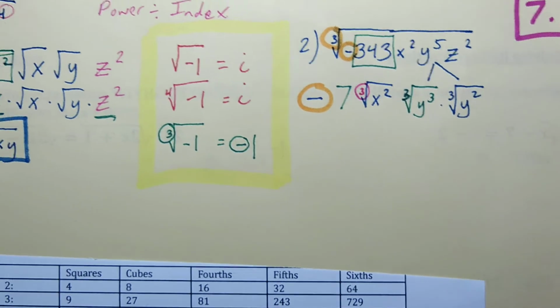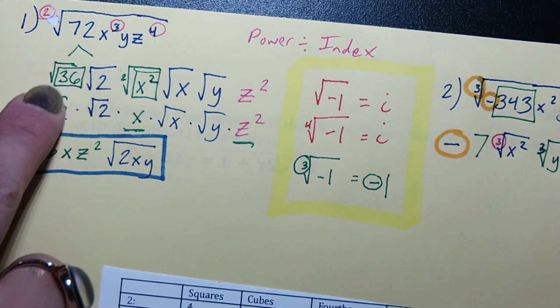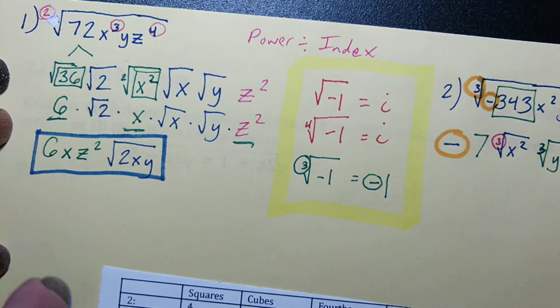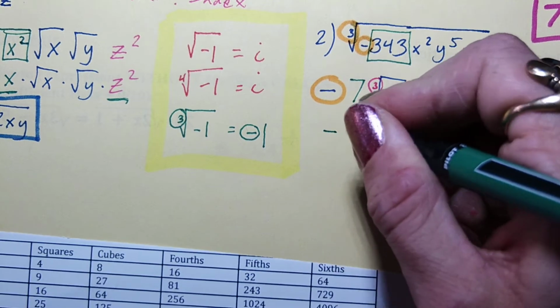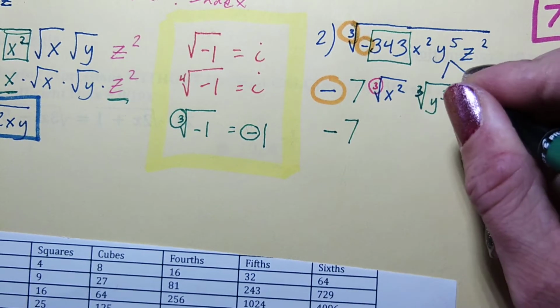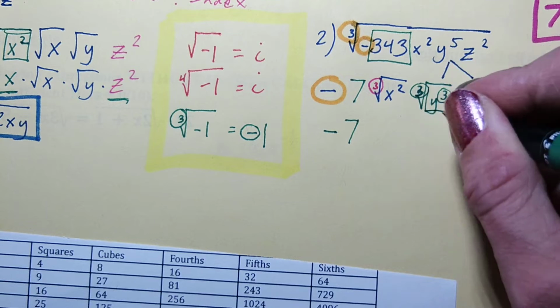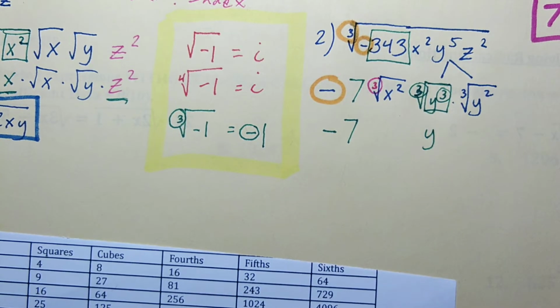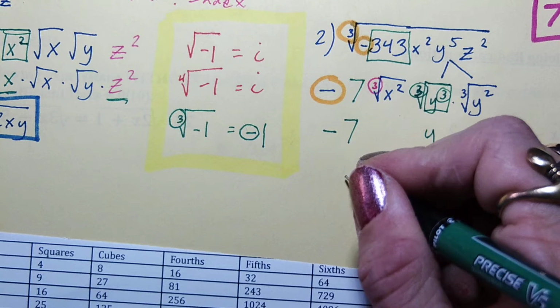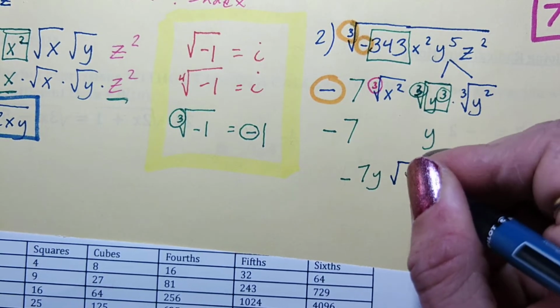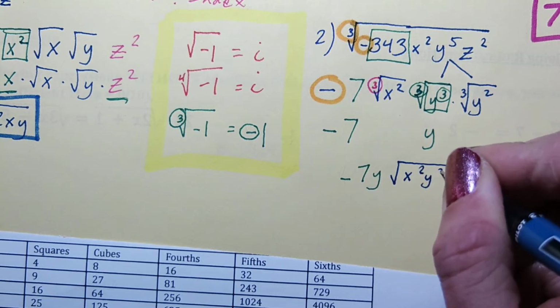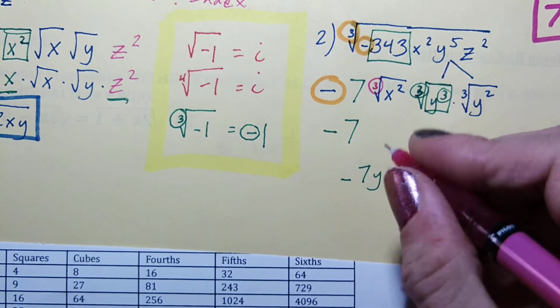It's no different than breaking apart this into something perfect and whatever is left over. It's just here we are relying on the powers to determine what makes it a perfect cube. So now at this point we simplify. I've got that -7 on the outside. The cube root of y cubed, power divided by index, gives me just y. So that's going to be my outside stuff, -7y. And then underneath the radical, we'll have the x squared and the y squared with an index of 3.